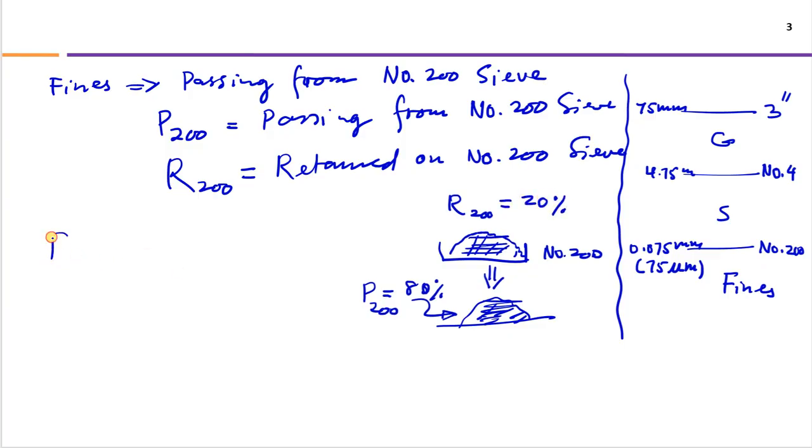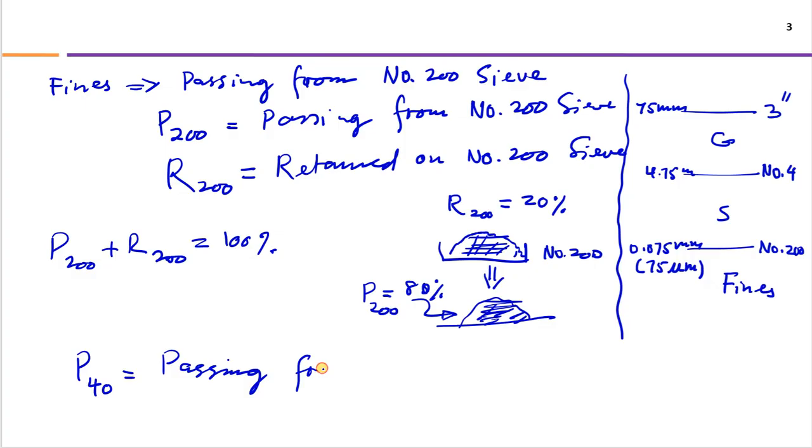So remember, passing 200 plus retained 200 is always equal to 100%. Similarly, I can also write, let's say, P40. Now what is P40? P40 means percent passing from number 40 sieve. So for this classification system, P200 is very important.